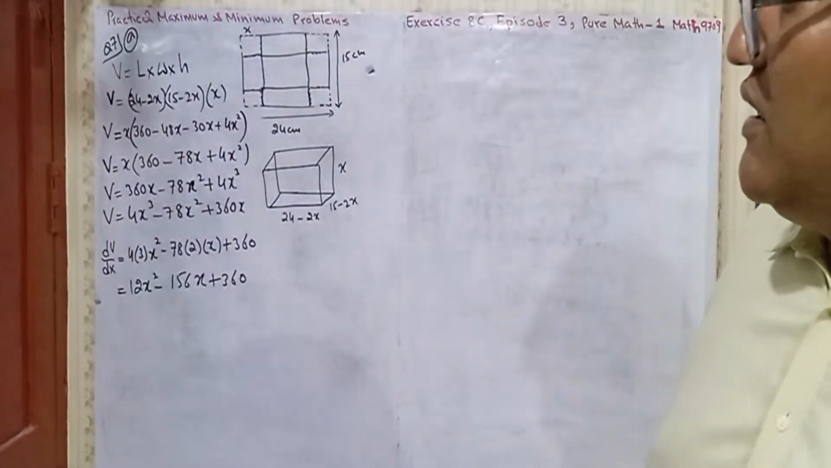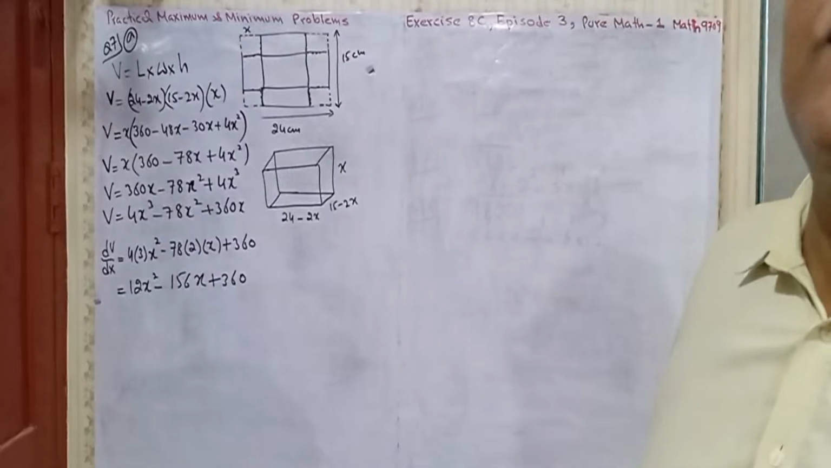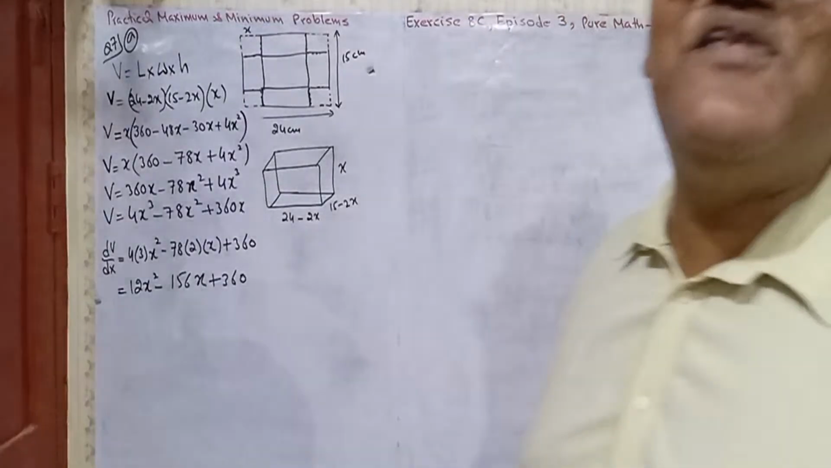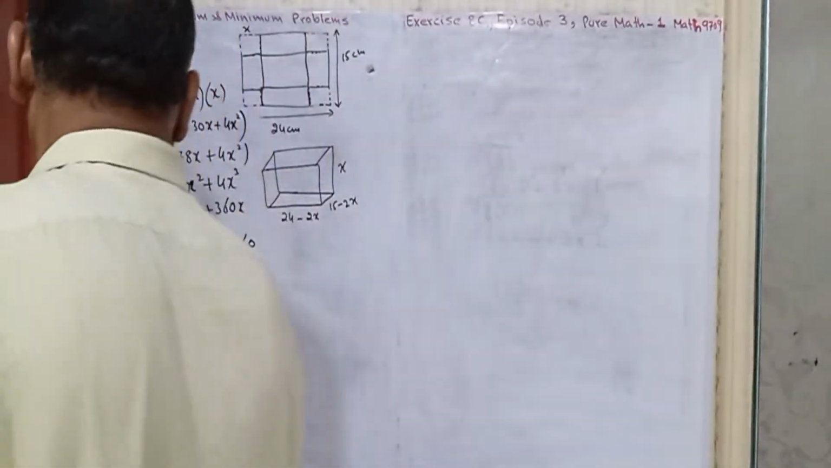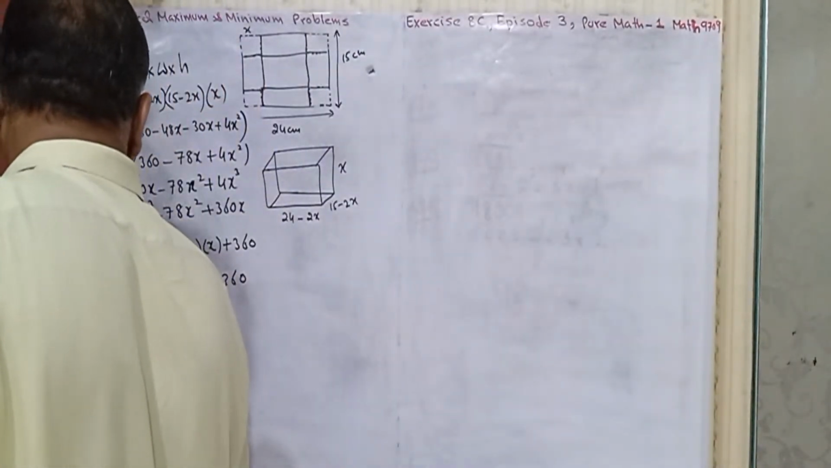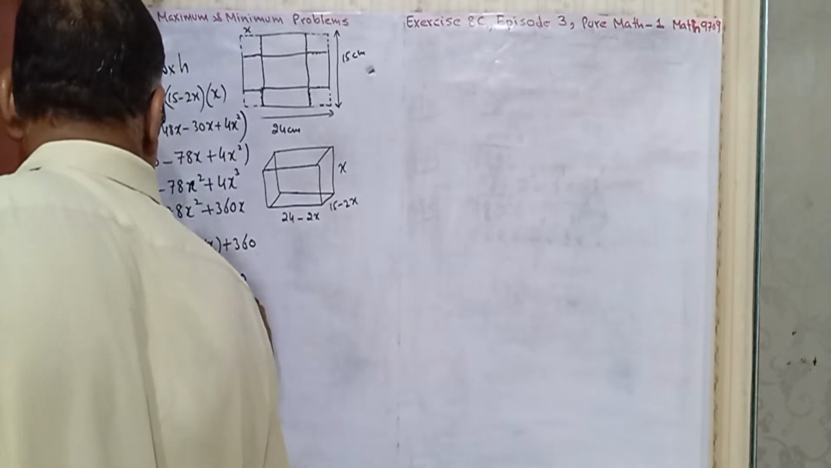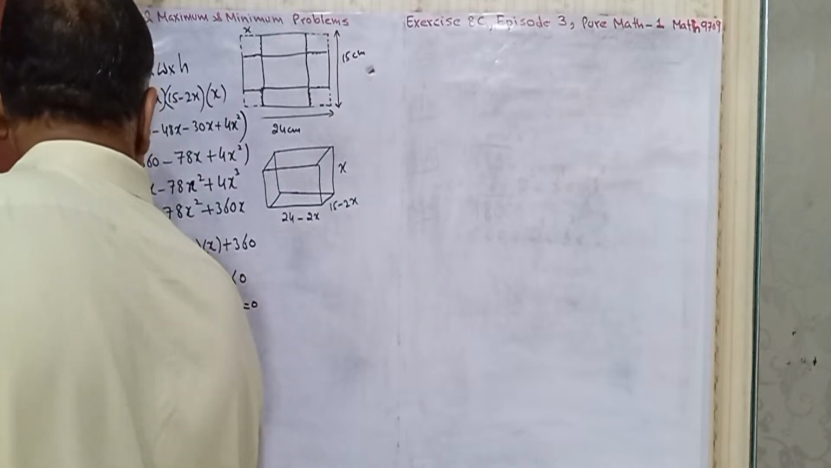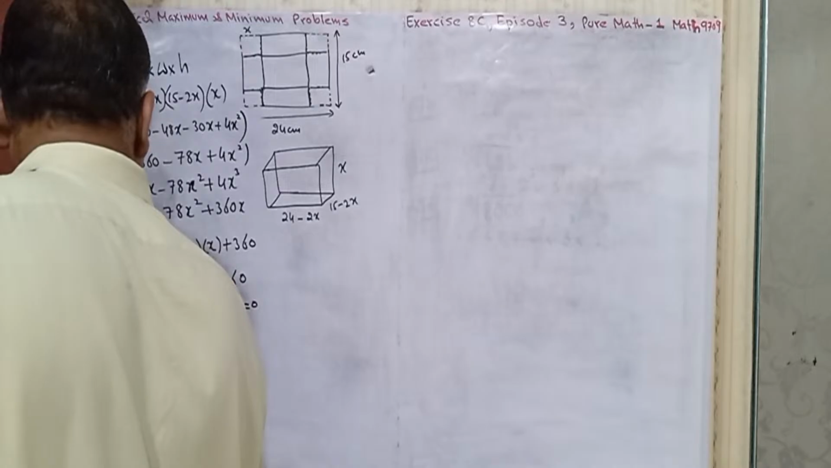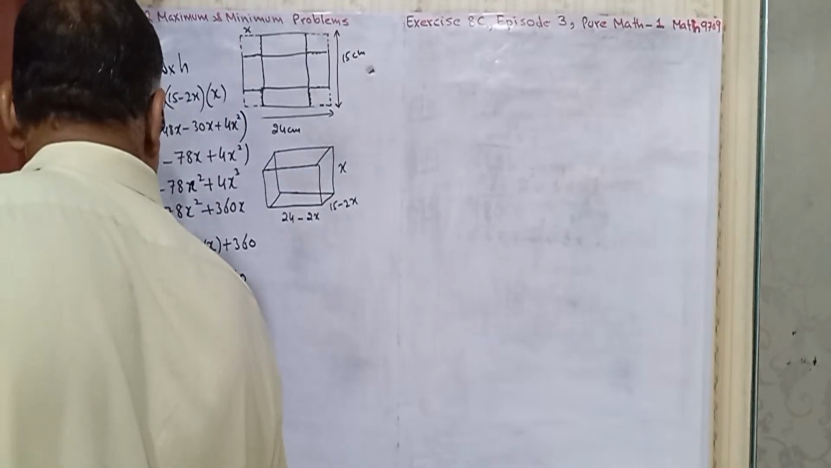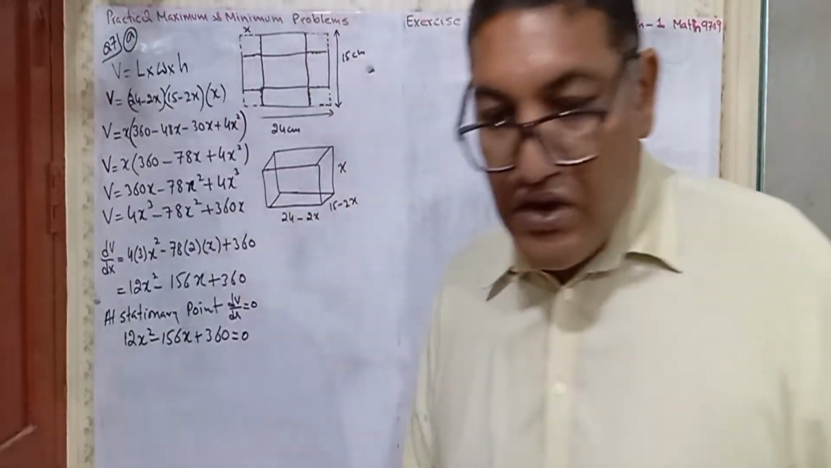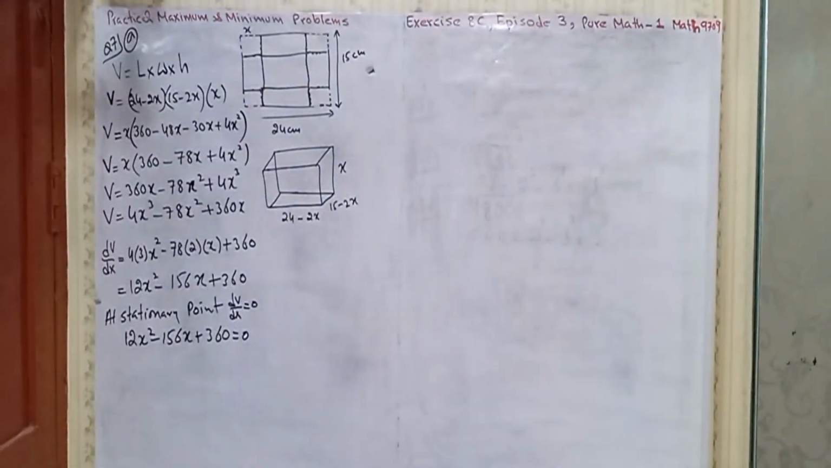I have differentiated it. Now you know that at the stationary point, the value of dV by dx will be 0. So we will make 12x square minus 156x plus 360 equal to 0. From this, I made dV by dx equal to 0. From here, we can find the value of x at which we will have the stationary point.